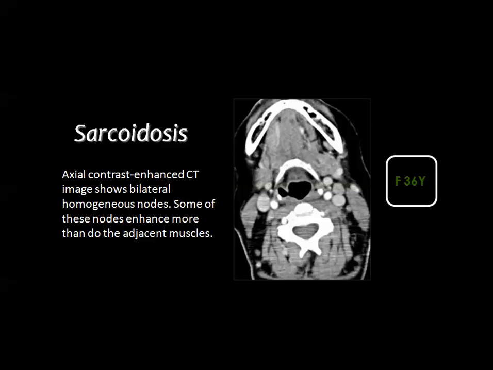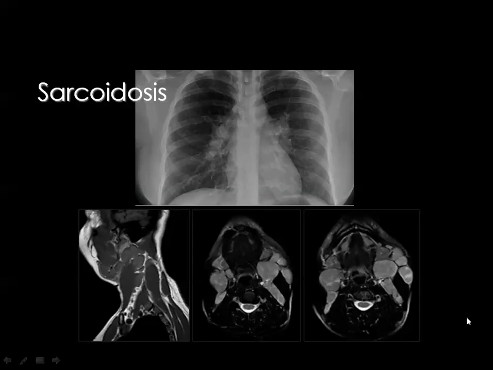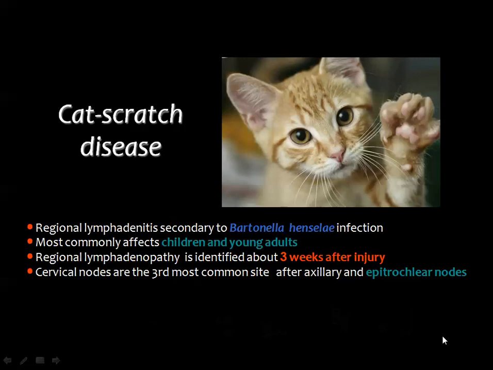And this is a good appearance of sarcoid in the chest, bilateral symmetrical enlargement of the hilar shadows, and in the neck you see nodes that are discrete and homogeneous, intermediate signal in the T1, high signal in the STIR images, and this appearance is usually suggestive of sarcoid lymphadenopathy.